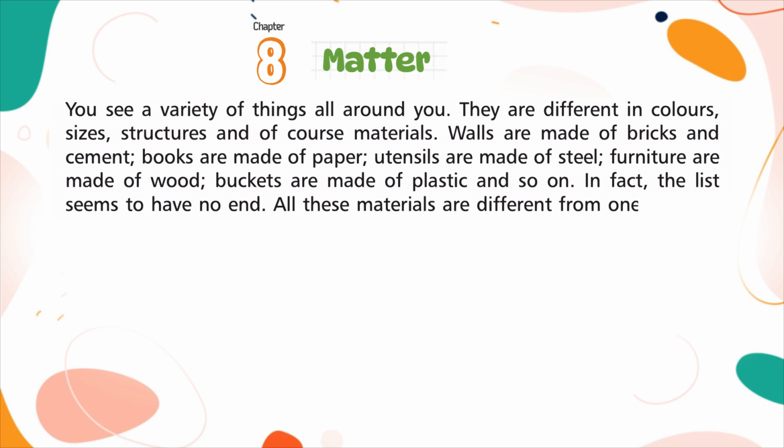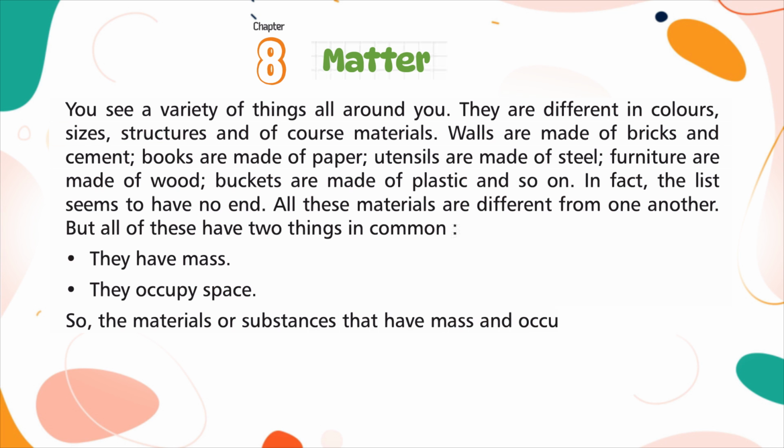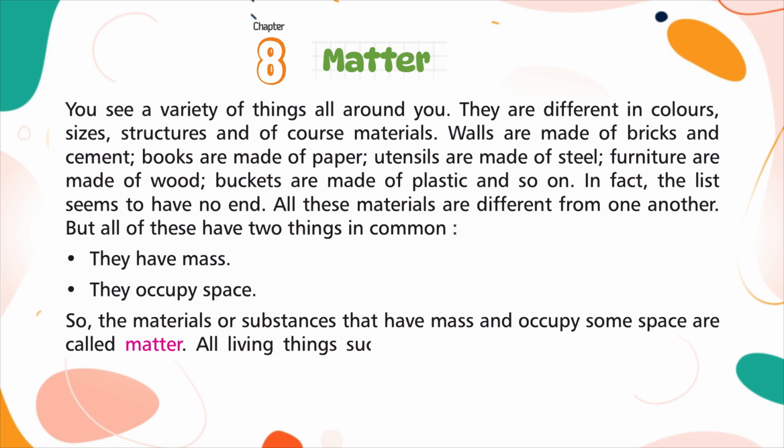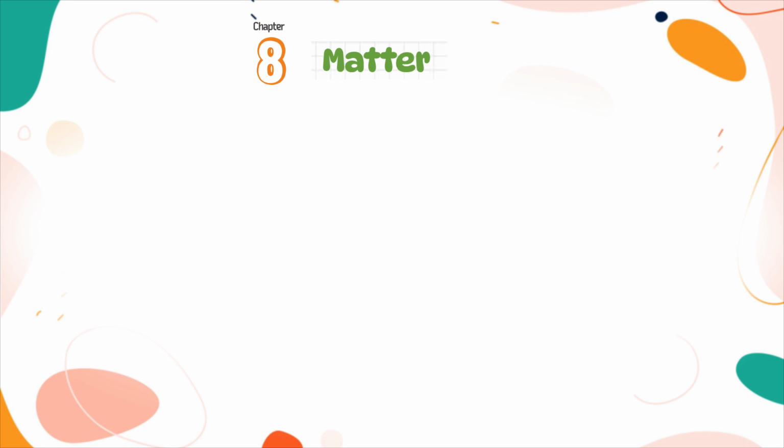All these materials are different from one another, but all of these have two things in common. They have mass, they occupy space. So, the materials or substances that have mass and occupy some space are called matter. All living things, such as animals and plants, and all non living things, such as tables, cars, stones, air, and water, are made of matter.